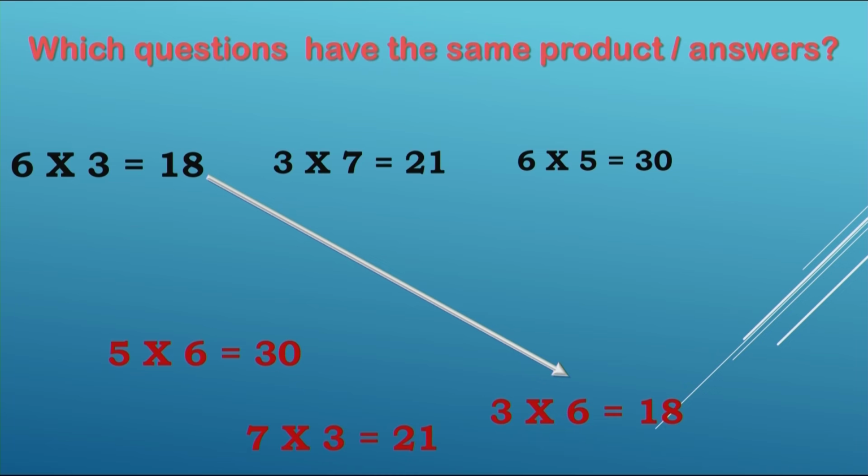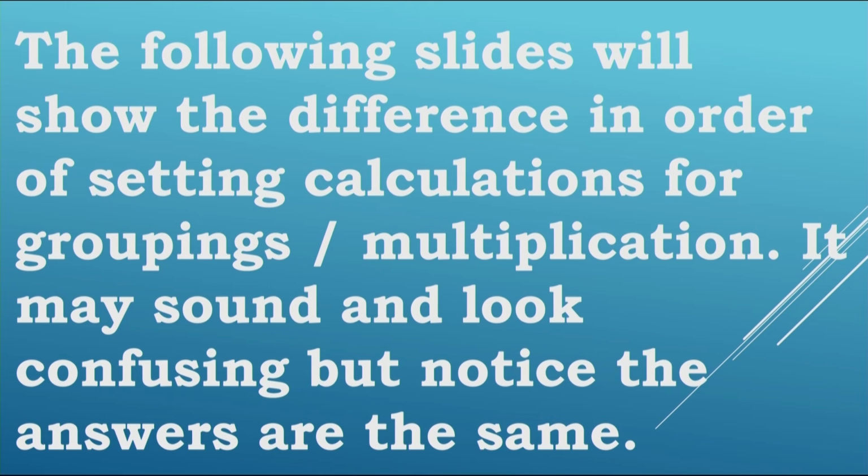So there you go. 6 multiplied by 3 equals 18, just like 3 multiplied by 6 is equal to 18. 3 multiplied by 7 equals 21, just like 7 multiplied by 3 equals 21. And for sure, 6 multiplied by 5 equals 30, while we also say 5 multiplied by 6 is equal to 30. The following slides will show the difference in order of setting calculations for grouping in multiplication. It may sound and look confusing, but notice the answers are the same.